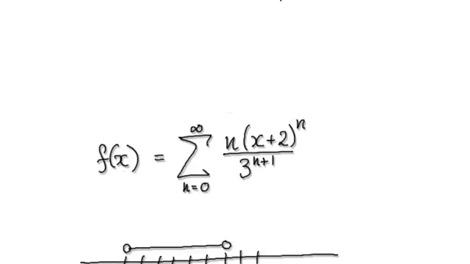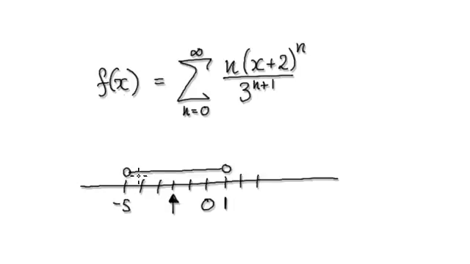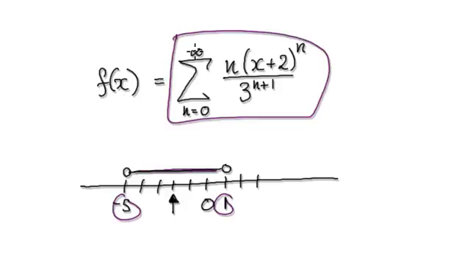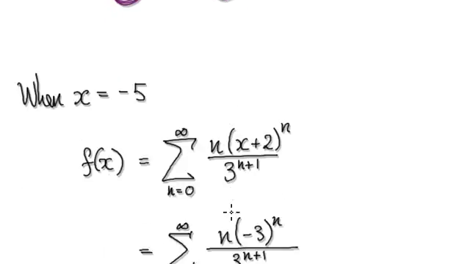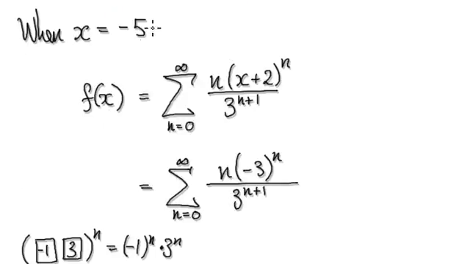Following on from the previous video, we got to this stage here where anything in between -5 and 1, we know that this series will definitely converge. We now need to check -5 and +1. So let's check. When x equals -5, we need to put this into the x here.